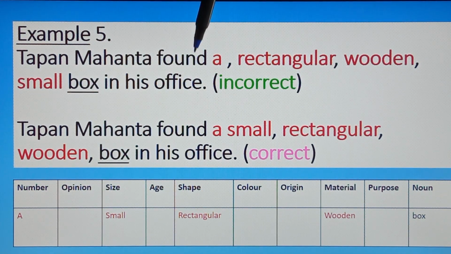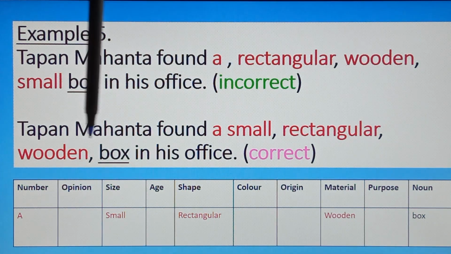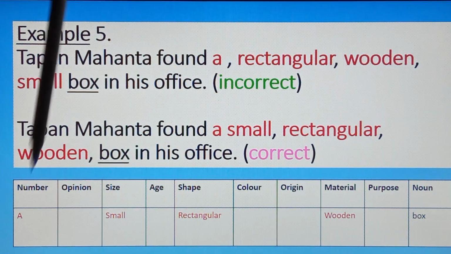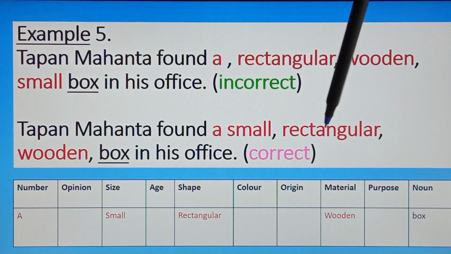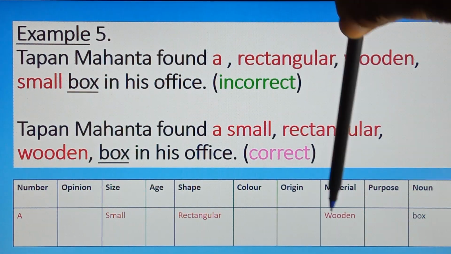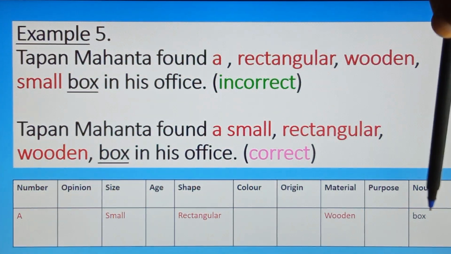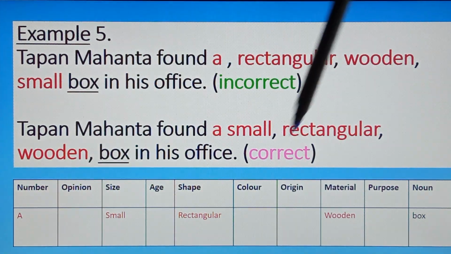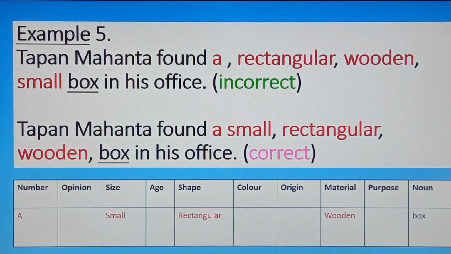Next example. Topon Mohanto found a rectangular wooden small box in his office. This is an incorrect sentence. Topon Mohanto found a small rectangular wooden box in his office. This is a correct sentence. Now see here: a is number, small is size, rectangular is shape, wooden is material, and box is the noun. Before the noun we are putting the adjectives according to order, so this is a correct sentence.